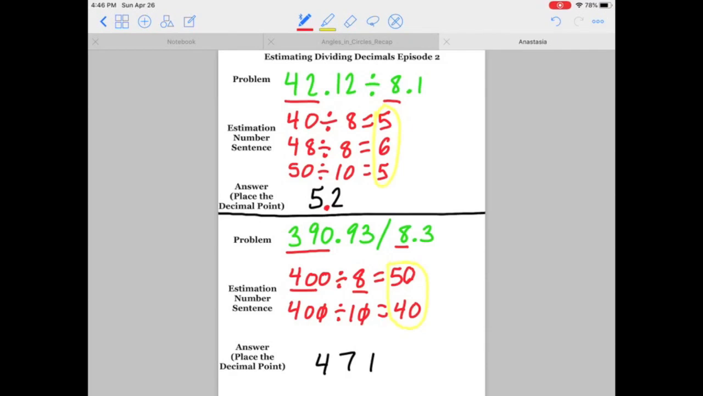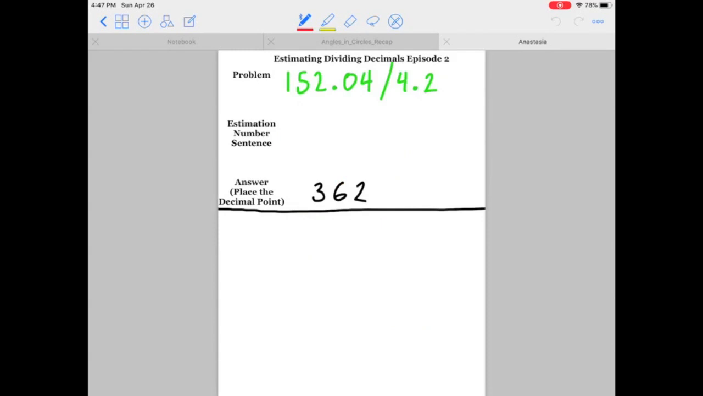Okay, so if that's true, where am I going to put my decimal point? Am I going to make it 4.71? Is that close to 50 or 40? Am I going to make it 47.1? Is that close to 40 or 50? Or am I going to make it 471? Is that close to 40 or 50? Well, that's too big. So I know the decimal point's going to go right there because 47.1 is close to my estimate, which was about 50 or 40. Let's go to the last one.